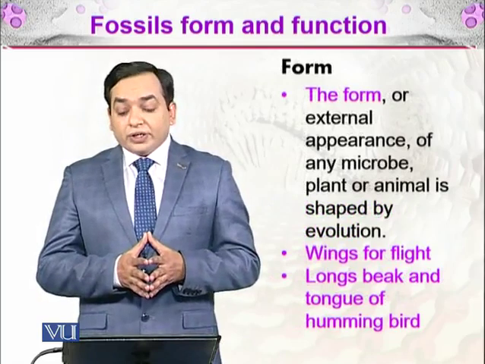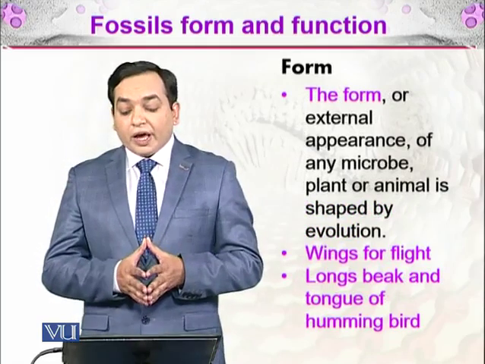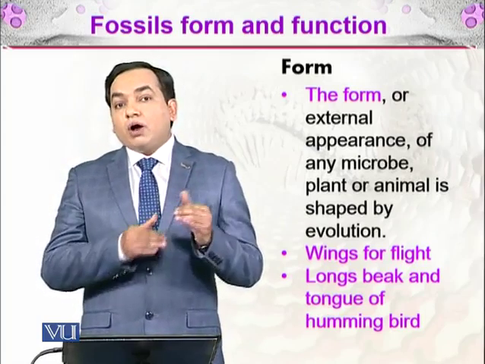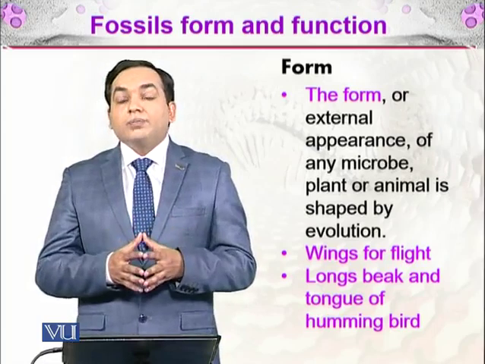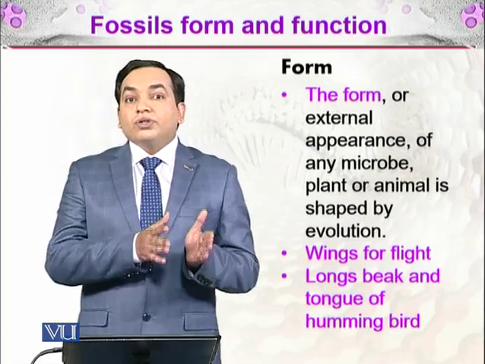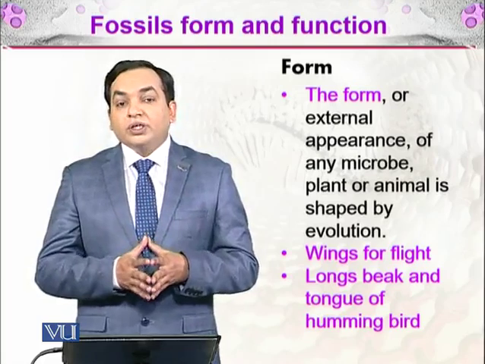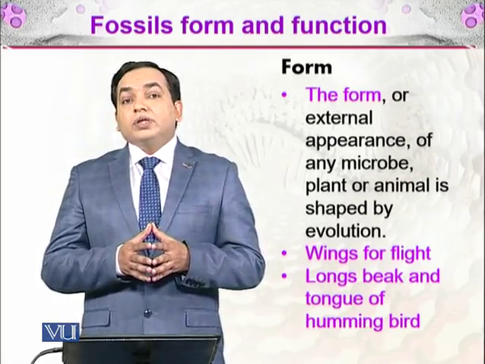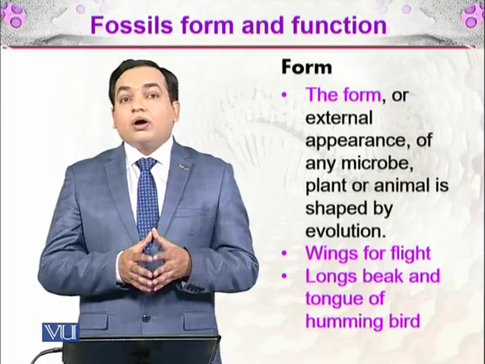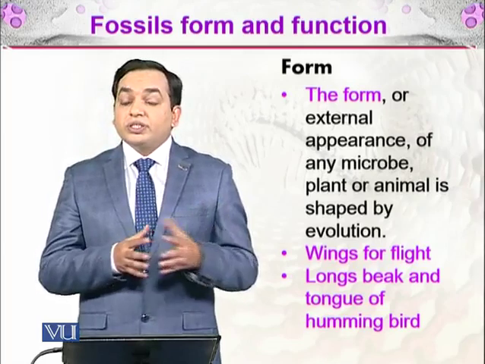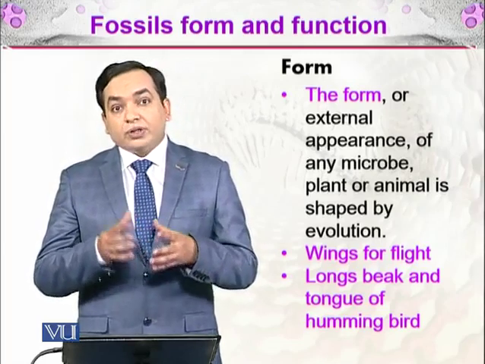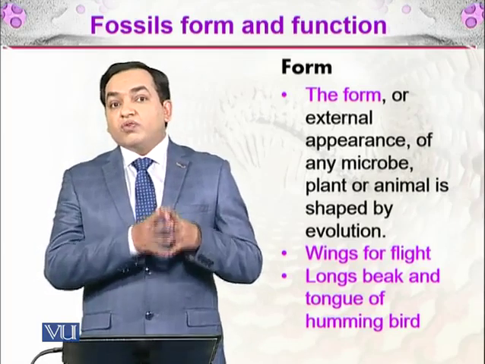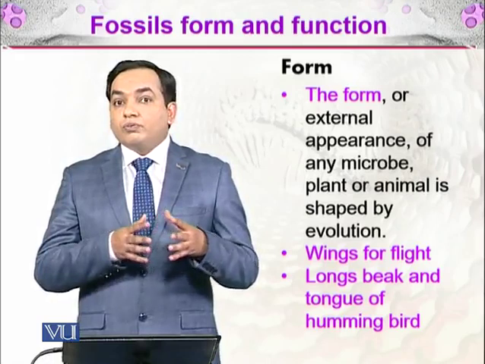The form or external appearance of any microbe, plant and animal is shaped by evolution. So that means if we know how the form is changing with time, we can know how that organism has evolved during the course of its evolution. For example, in birds, the wing for flight can be seen in ancient fossils, like Archaeopteryx, that fossil that we have seen in the earlier lectures, and we can compare those wings to modern birds.